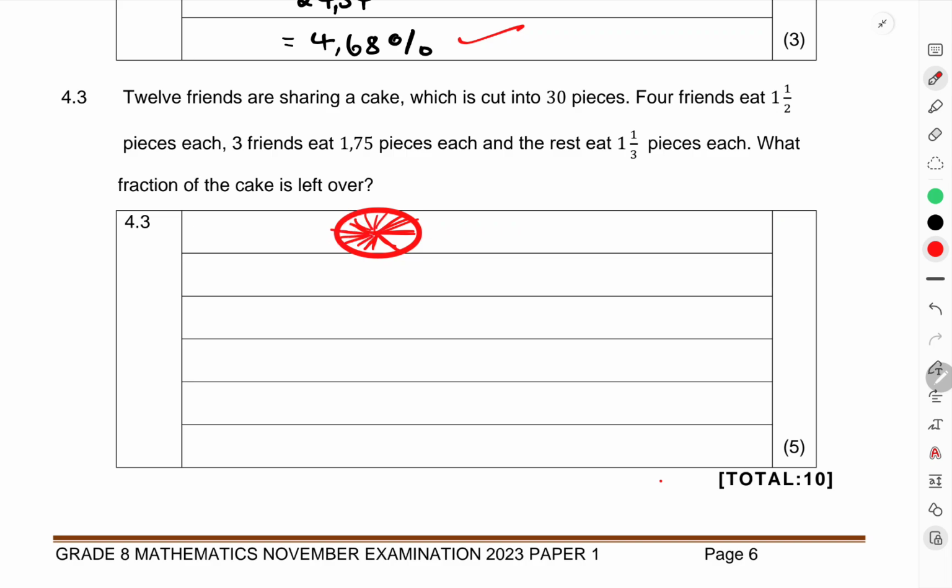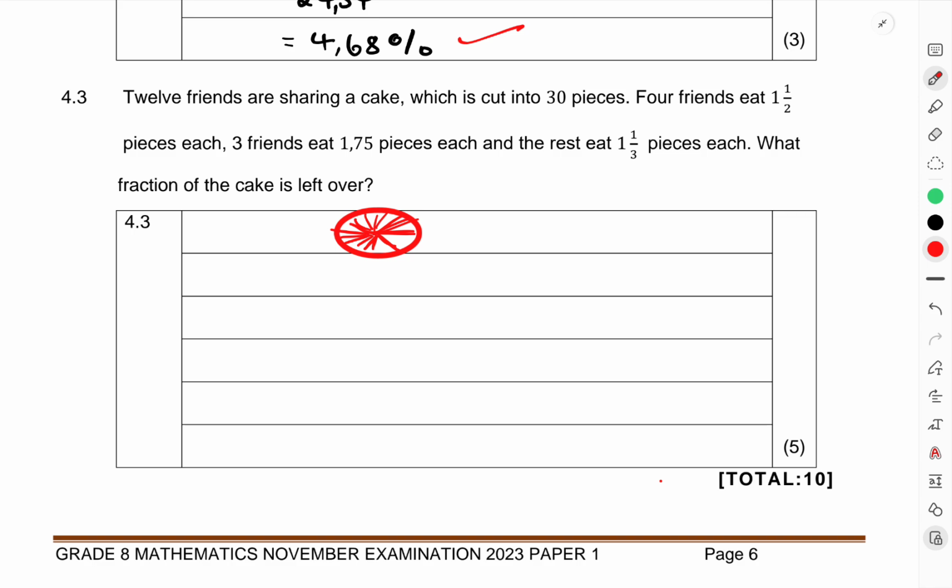Now 4 friends eat 1.5 piece each. What does it mean? So out of the 30 slices that are here, 4 of them ate 1.5 piece each. And 3 friends ate 1.75 piece each. And the rest ate 1.3 piece each. What is the fraction of the cake that is left over?